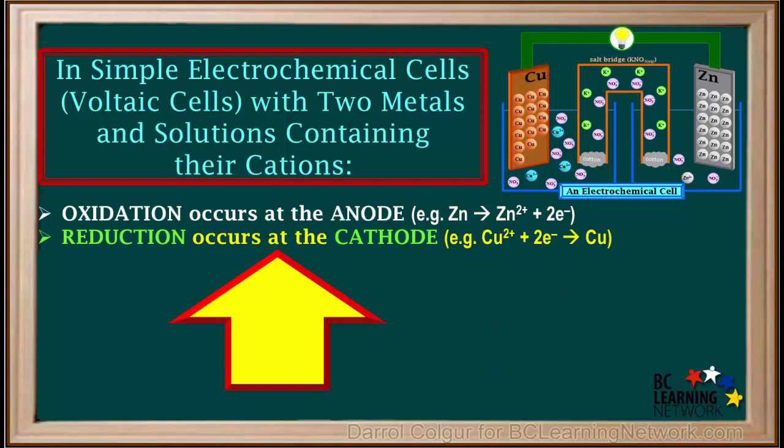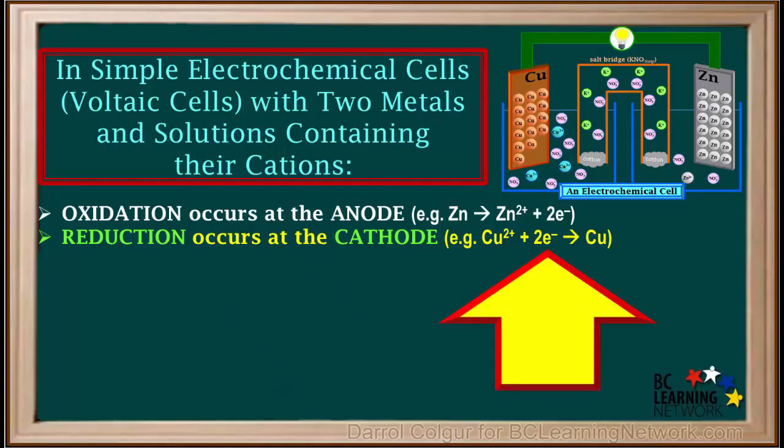Reduction occurs at the cathode. Both reduction and cathode start with consonants. For example, in the cell we've shown here, copper 2+ cations are reduced to copper metal atoms at the cathode.